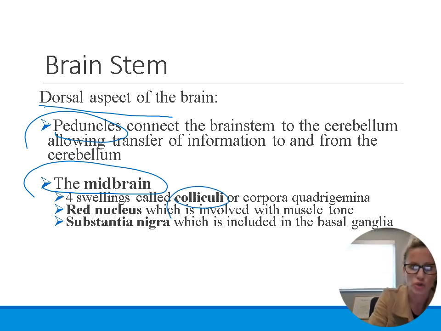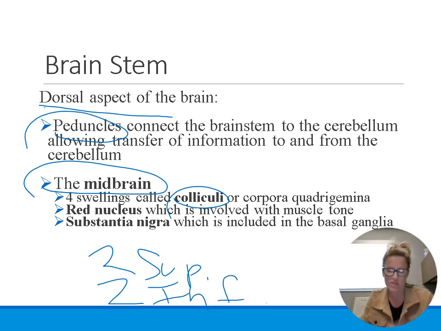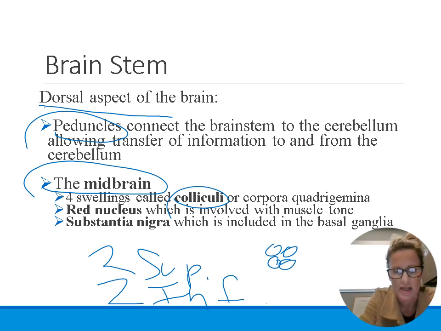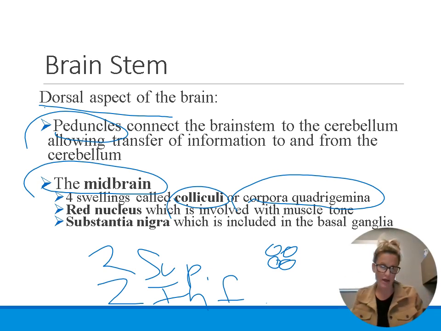There are 2 superior colliculi and 2 inferior colliculi. Just one is a colliculus. So when you look at the back of the midbrain, the back of the brainstem, you see 2 superior colliculi and 2 inferior colliculi. This whole area is referred to as the corpora, like body, quadrigemina. Quadrigemina, quad, because there's 4 of them.